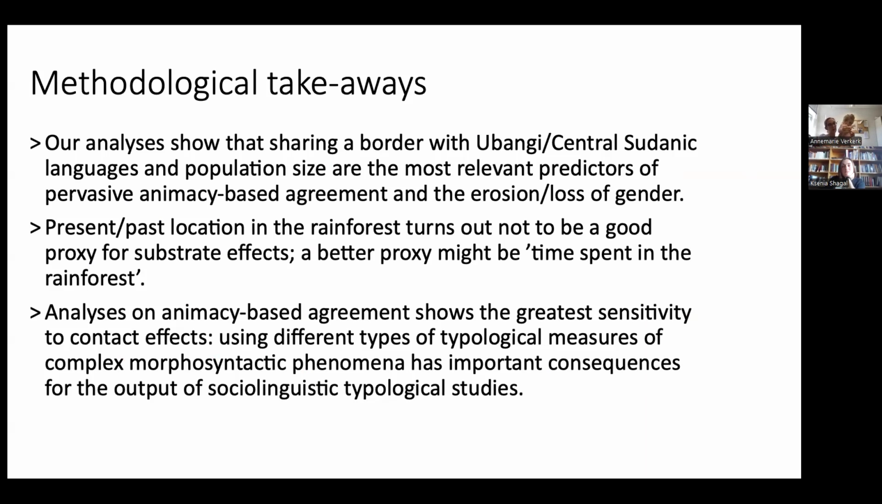The analyses on Annemarie-based agreement show the greatest sensitivity to contact effects. If you look especially at the target counts for how many targets we get Annemarie-based agreement, that really seems interesting. This shows that using different types of typological measures, especially when you're dealing with complex morphosyntax, has consequences for what you find, what your output is when it comes to sociolinguistic typology.